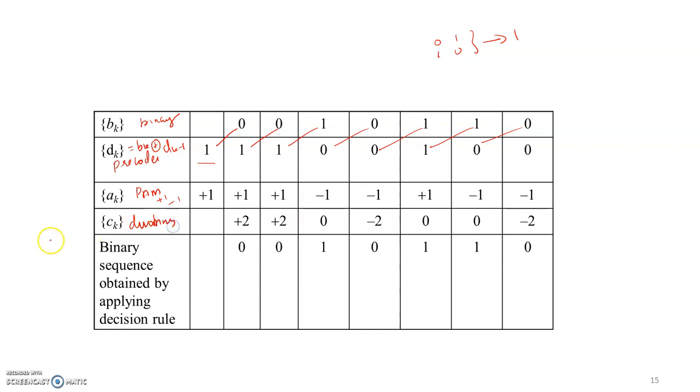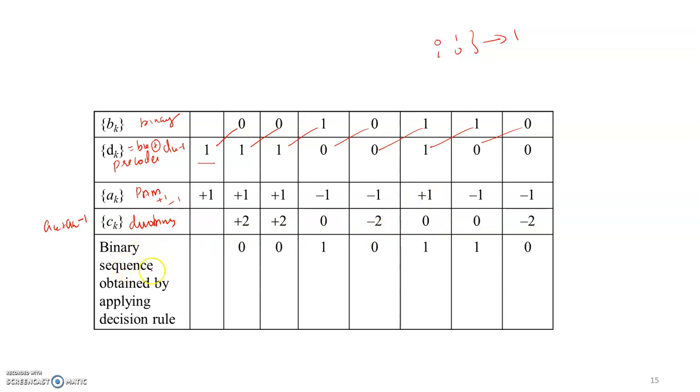So we know in a duobinary encoder, Ck equals Ak plus Ak minus 1. So you take for this one, Ak plus Ak minus 1, that is +1 plus 1, 2. Then at this instant, +1 plus 1, 2. Then -1 plus 1, 0. Then at this instant, -1 minus 1, minus 2. Then +1 minus 1, 0. Like that you have the duobinary coded sequence.